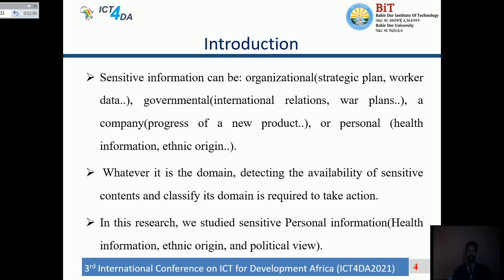In this study, we have narrowed our scope to only sensitive personal information, and among sensitive personal information we have selected only health information, ethnic origin, and political view.